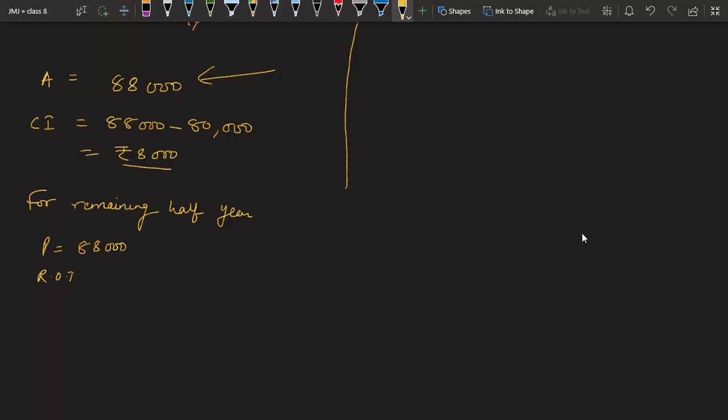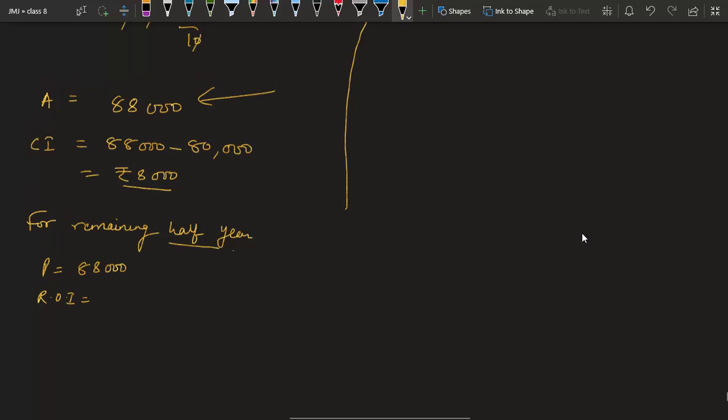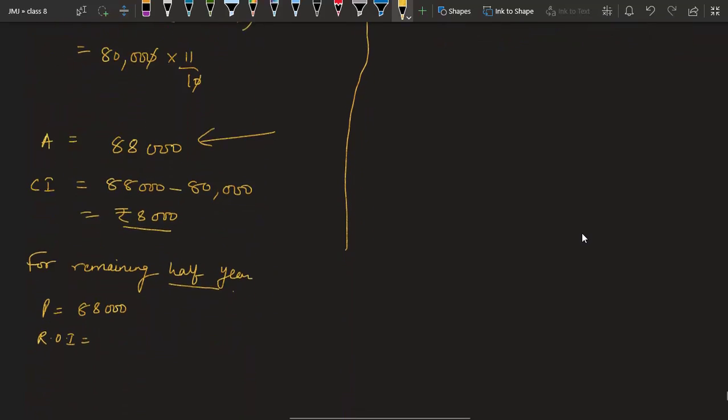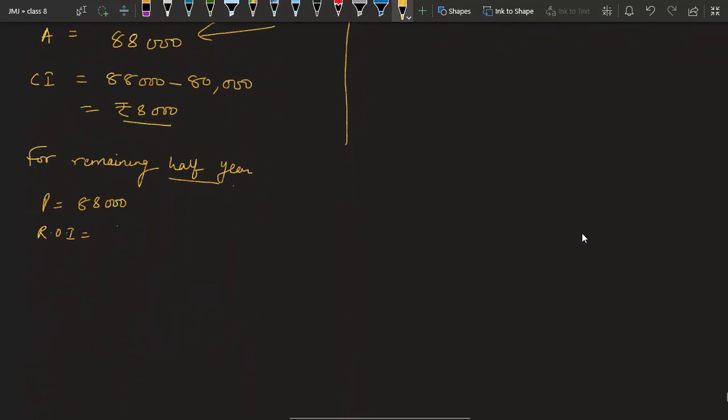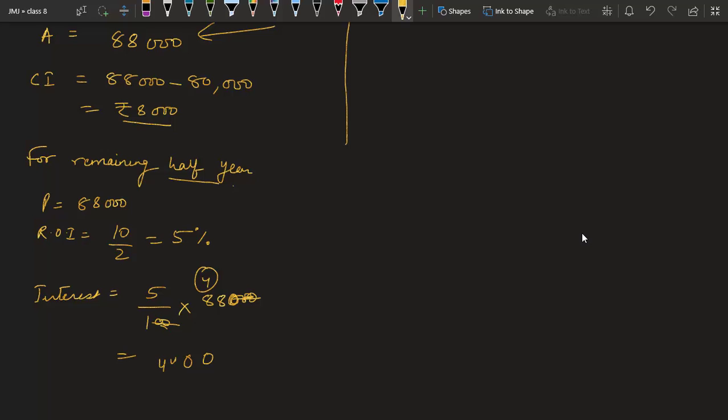Rate of interest will be now half, because the interest rate given to us, 10%, is for a complete year, but we are finding for half year, so it becomes 10 upon 2, that is 5%. So the interest now will be given by interest rate upon 100 multiplied with new principal. Only 2 zeros are cut, this 0 remains, 5 0 is 0, 5 8s are 40, 40 plus 4, 44, 100 rupees. This is the interest after half year.